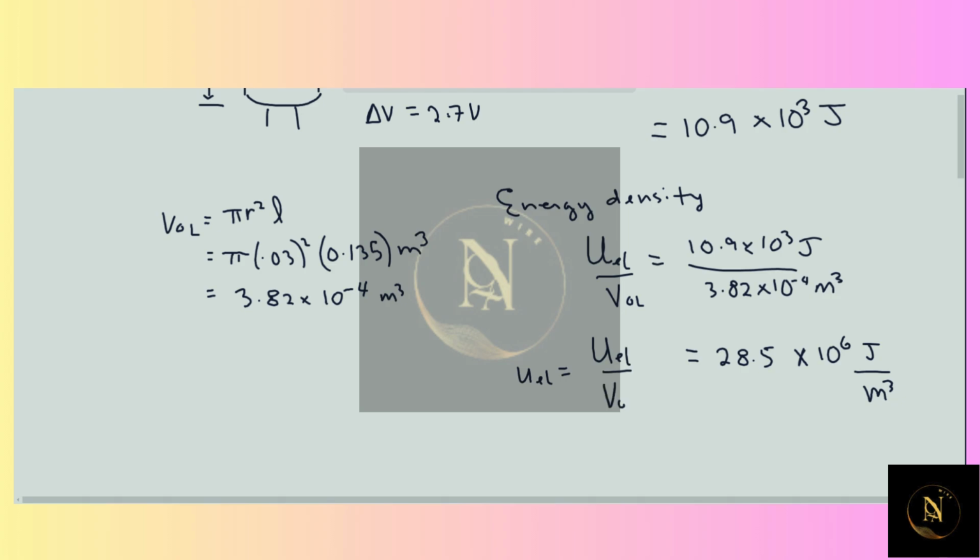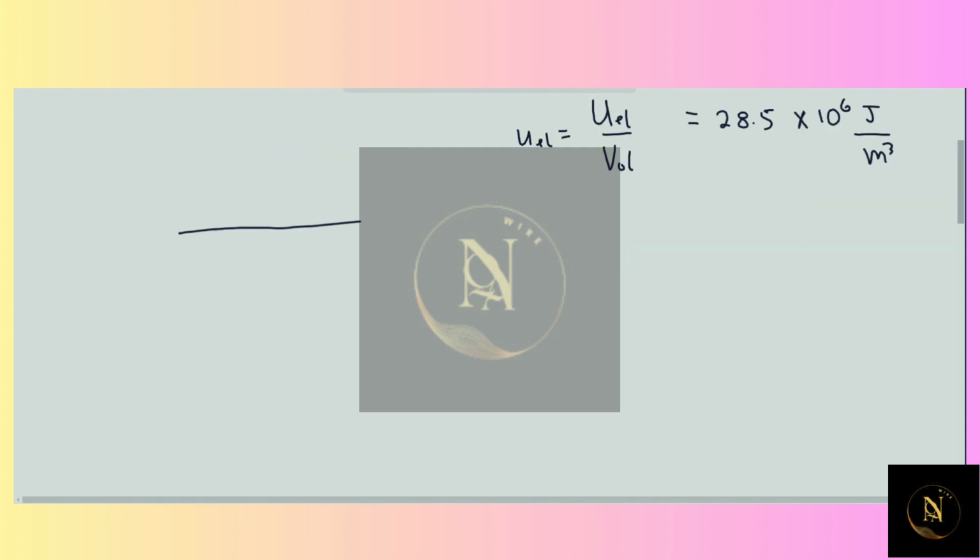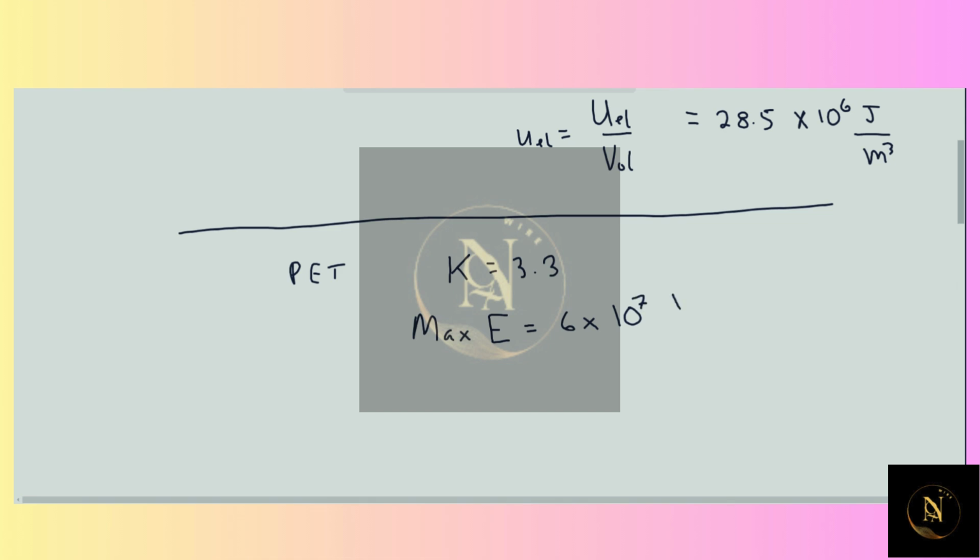We will go look and find some other specifications for PET film or polyester. And what we see is that PET has a relative dielectric constant of 3.3, meaning 3.3 times more than air. It has a dielectric strength, which tells you the maximum electric field that can be going into the material without it breaking down into individual ions. That is 6 times 10 to the 7th volts per meter.